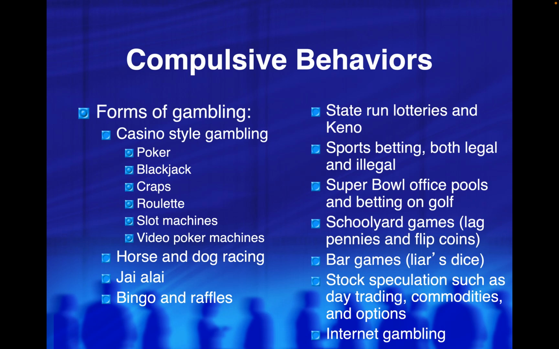Forms of gambling: casino-style gambling, poker, blackjack, craps, roulette, slot machines, video poker machines, horse and dog racing, jai-alai, bingo and raffles, state-run lotteries and keno, sports betting, both legal and illegal, Super Bowl office pools and betting on golf, schoolyard games, lag pennies and flip coins, bar games, liar's dice, stock speculation such as day trading, commodities and options, and internet gambling. Of course, March Madness just occurred, so I have my bracket. I'm sure it's a loser. Michigan did win today, and I picked Michigan to win, so I guess I'm ahead by one. I don't know who else won.